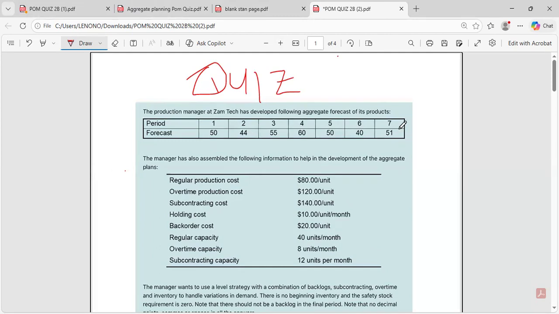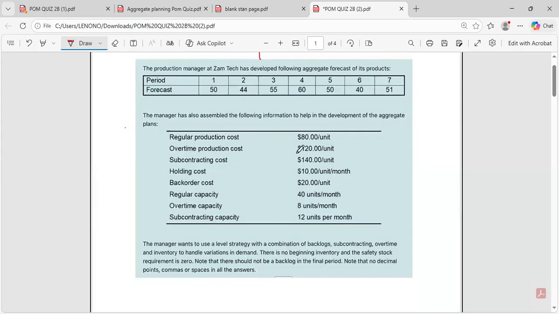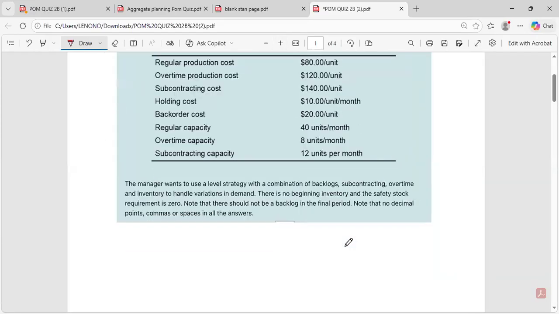So the regular production cost is $80 per unit. Overtime production cost is $120 per unit. Subcontracting cost is $140 per unit. The holding cost is $10 per unit per month. And of course, the back order cost, which is the same as the stock out cost, is $20 per unit. Regular capacity is 40 units per month. Overtime capacity is 8 units per month. And subcontracting capacity is 12 units per month. And of course, there is information that is given here.